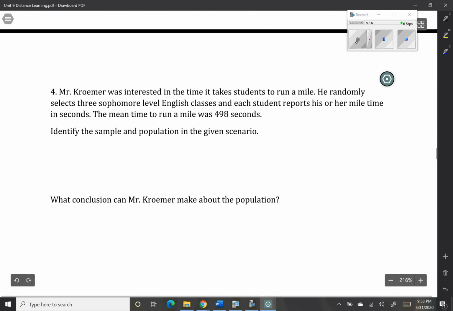Number 4 says, Mr. Cromer was interested in the time it takes students to run a mile. He randomly selects 3 sophomore level English classes, and each student reports his or her mile time in seconds. The mean time to run the mile was 498 seconds. Mean, it's a sample, so this is what we call the sample mean, 498.